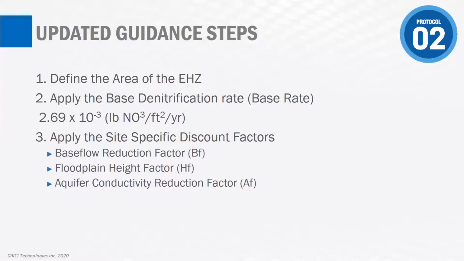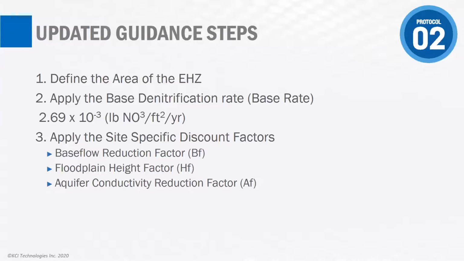The basic steps to computing credit through Protocol 2 involve first defining the area of the effective hyporheic zone, and then applying the base denitrification rate to that area, and then finally applying the site-specific discount factors. So the base flow reduction factor is applied, for example, if the stream only has seasonal base flow or only flows during runoff events. The floodplain height factor looks at the restored floodplain height above the stream bed riffle elevations or low flow water surface elevations, and then reductions are applied if the height is more than 0.75 feet.